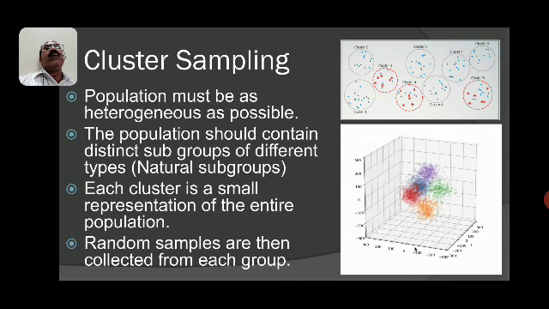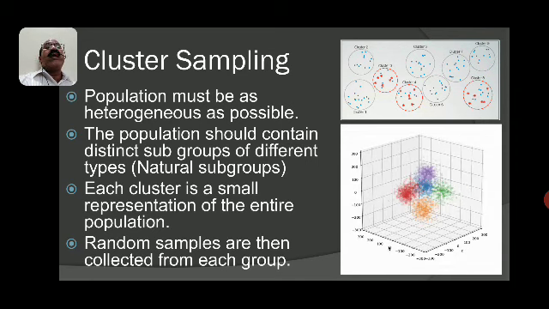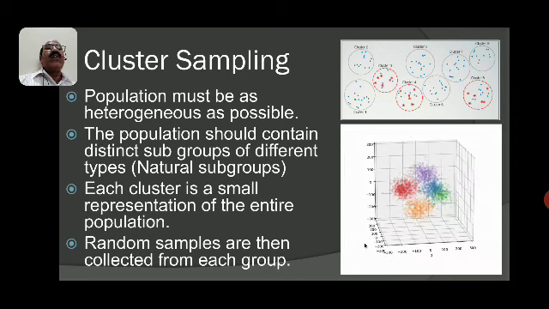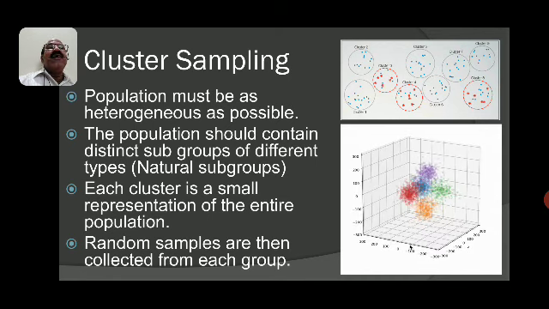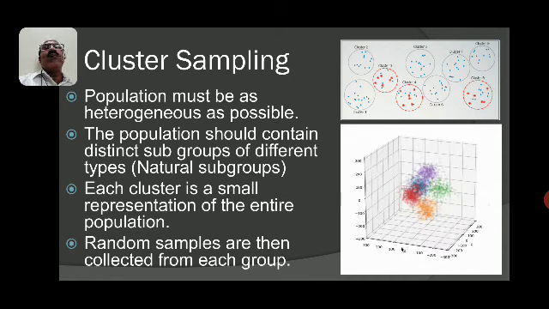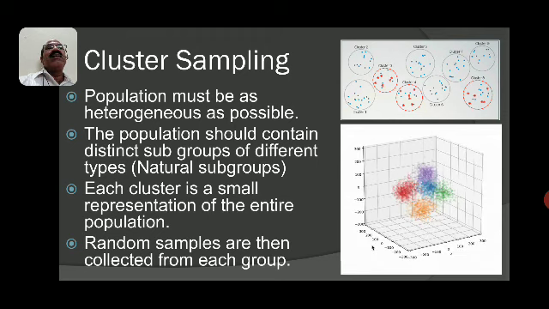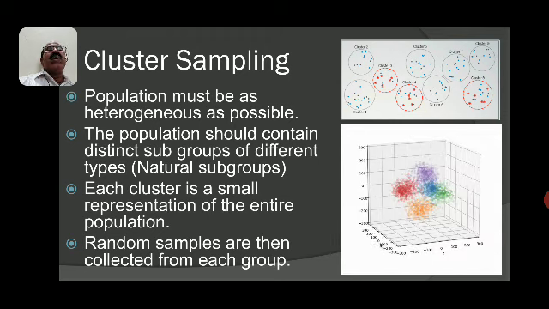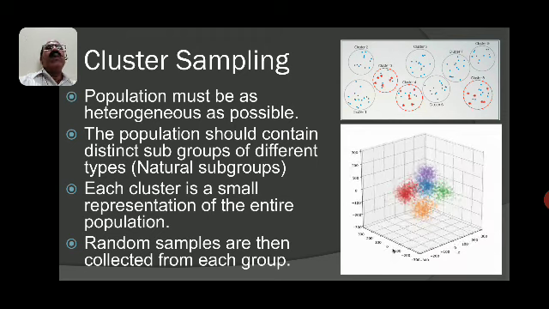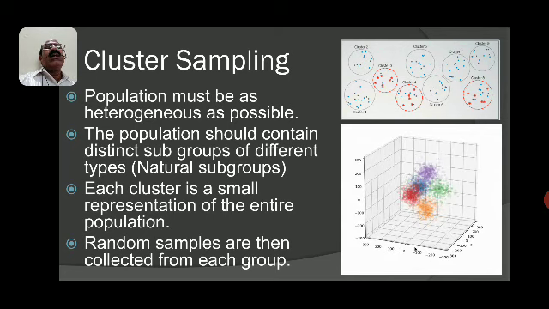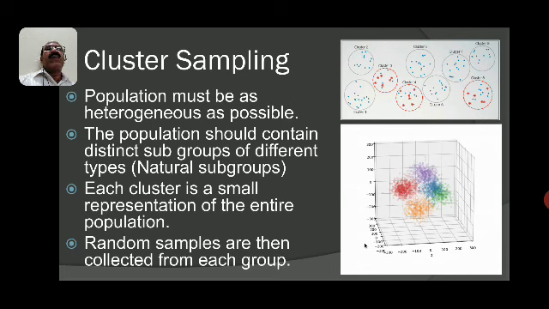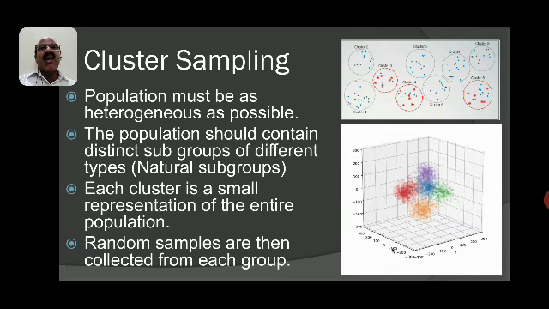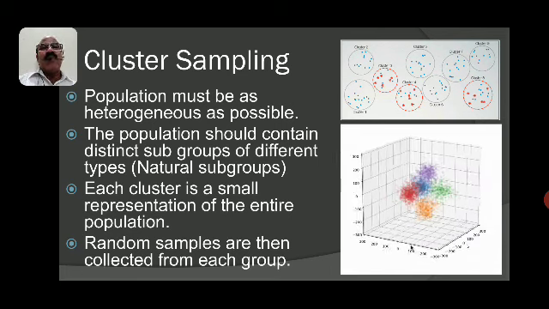We'll see that the population must be as heterogeneous as possible. Then only you will get clusters. If it is homogeneous, then it will become one cluster or one point itself. If the data is the same for all, then it will be a point. The population should contain distinct subgroups of different types, that is, natural subgroups. Else what will happen? There will not be any cluster.